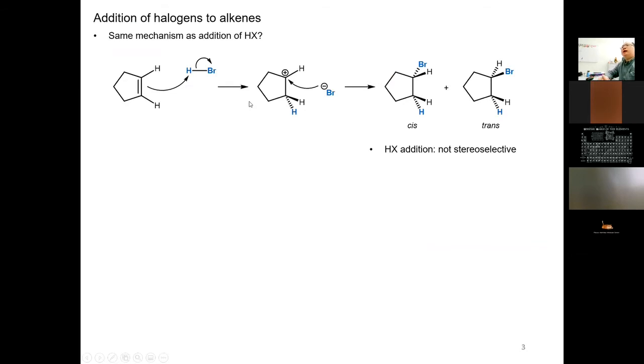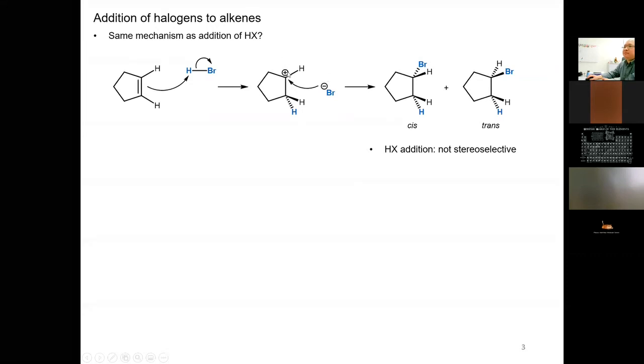So the mechanism seems simple, and it's similar to HX addition, but there is a major difference. For example, in the HX addition, H adds first to generate a carbocation, right? And then, just as we talked about several minutes ago, you have the cis product and trans product because the HX addition is not stereoselective. The bromide can add from above or from the bottom.